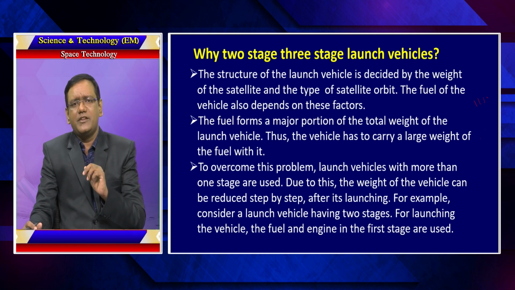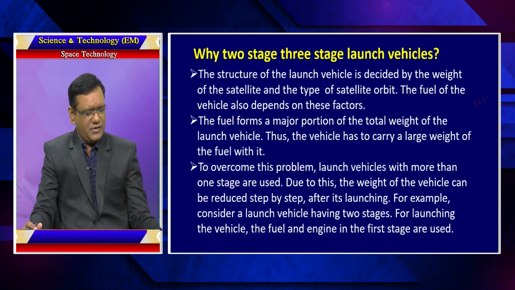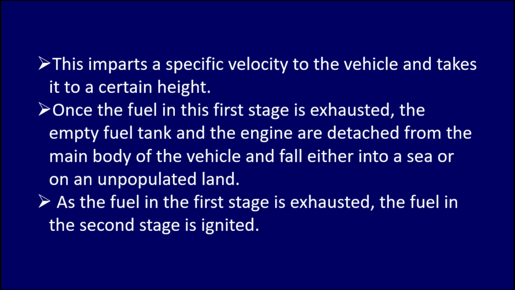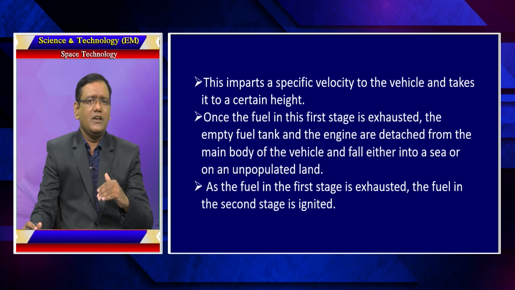For launching this vehicle, the fuel and the engine in the first stage are used. This imparts a specific velocity to the vehicle and takes it to a specific height. Once the fuel in this first stage is exhausted, the empty fuel tank and the engine are detached from the main body of the vehicle and fall either into a sea or on an unpopulated land. Thereby it reduces the weight of the entire launch vehicle.